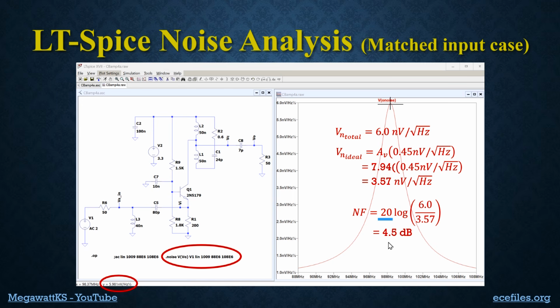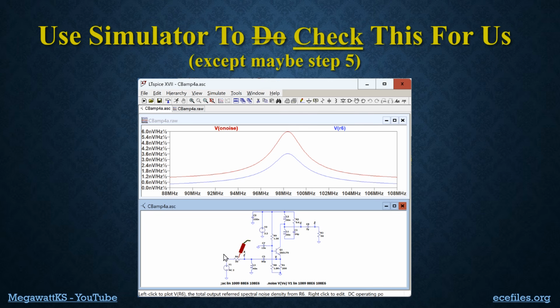So, good amp. But let's take a look at what the major contributors are and check our comments where we said that R8 doesn't do anything and R1 does some, but it's mainly Q1. So how do we do that? Well, remember we pointed to this resistor to find the ideal noise voltage at the output. We did that here, and we found out it was 3.6 nanovolts per square root hertz. So where's all the other noise coming from? Well, let's find out.